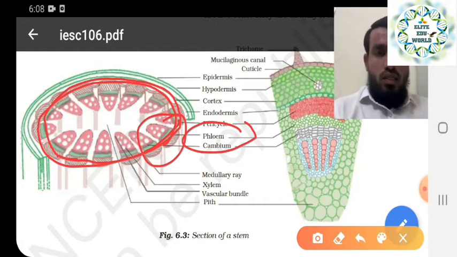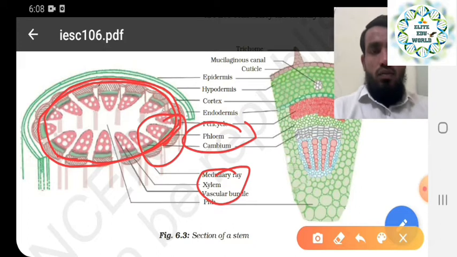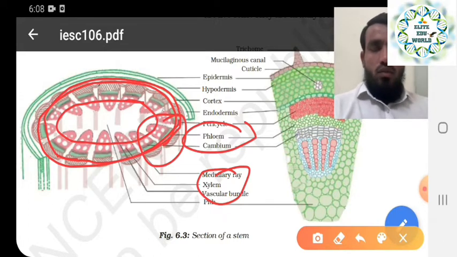And here is the xylem, you will see here. Xylem is present after the phloem, in the internal layer of the stem. The xylem has tubular structures, which we will see in the next slide. It has a tubular structure, and this tubular structure carries the movement of water from the roots to the tip of the plant.